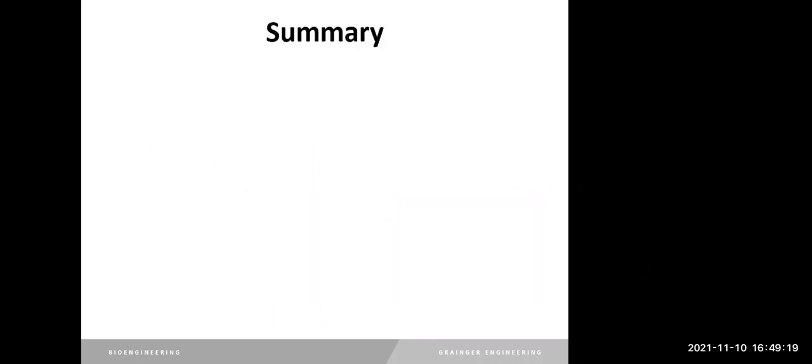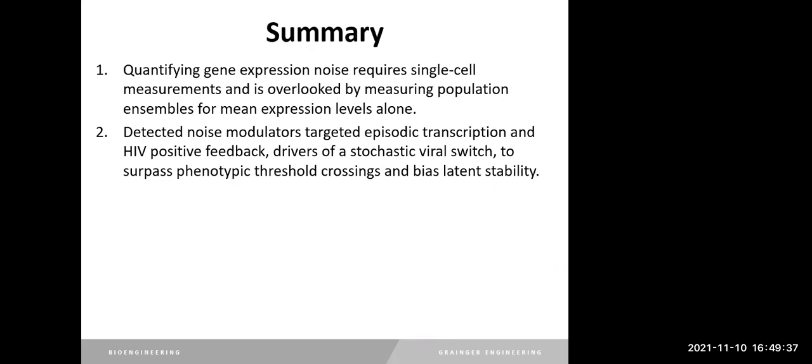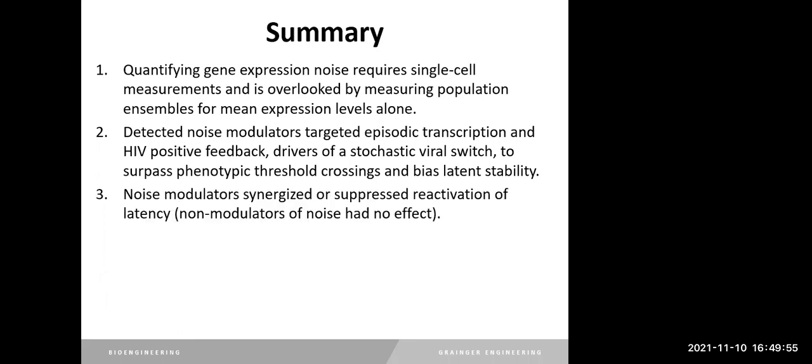So I'm at the point of my summary and acknowledgements. I want to just summarize that I've shown you that quantifying gene expression noise requires single-cell measurements and is overlooked by measuring population ensembles for mean expression levels alone. Detected noise modulators targeted episodic transcription and HIV positive feedback. These are two drivers of a stochastic viral switch of HIV decision-making to surpass phenotypic threshold crossings and bias latent stability. Noise modulators synergized or suppressed reactivation of latency, while non-modulators of noise had no effect.